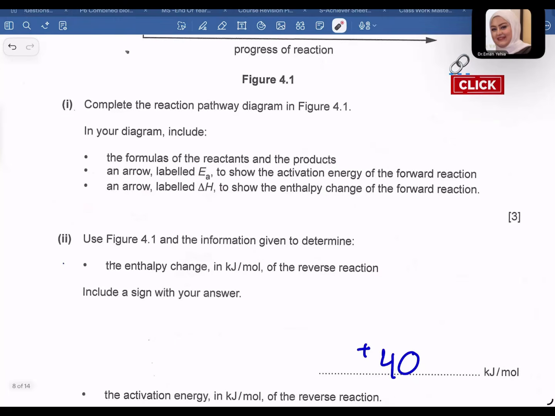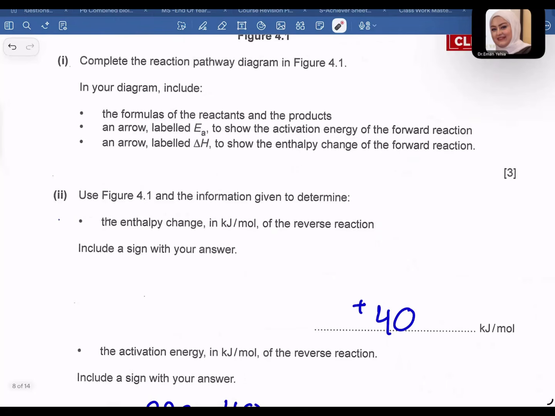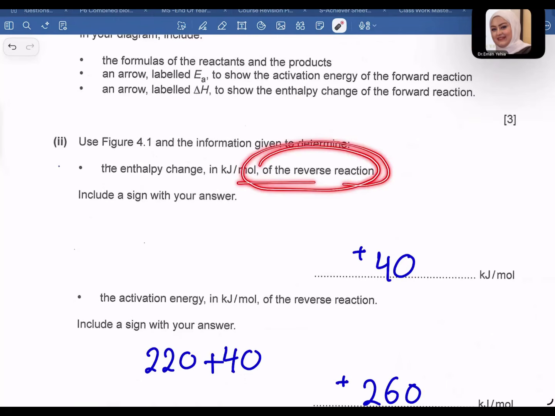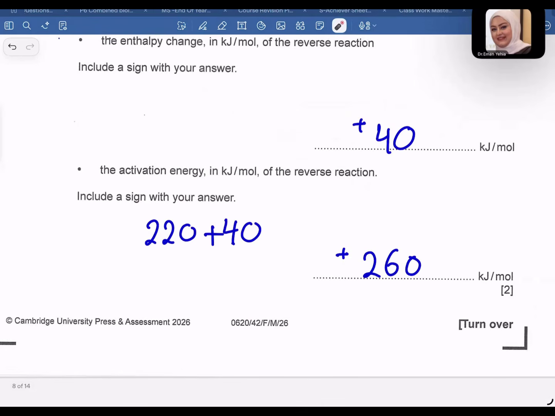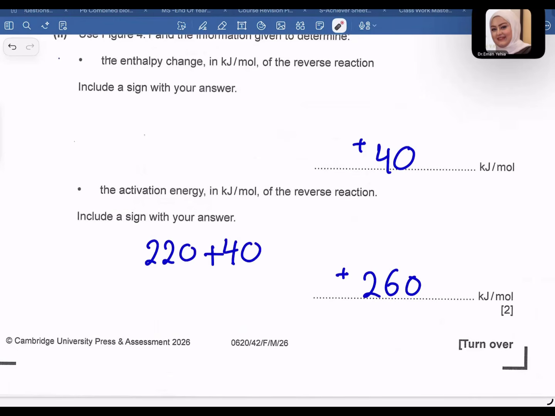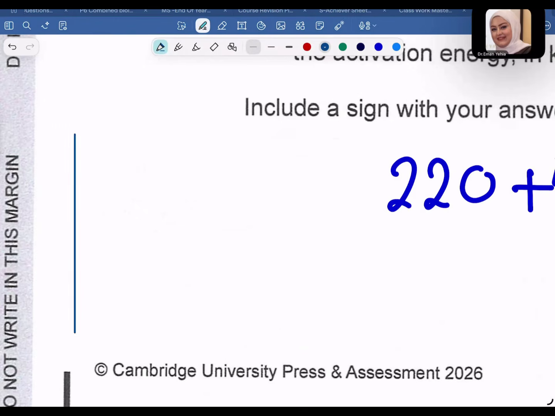Using figure 4.1 and the information given, determine the enthalpy change in kilojoules for the reverse reaction. Oh, the reverse reaction, this is a tricky point. For the reverse or backward reaction, the delta H value is the same but with the opposite sign, positive. And the activation energy of the reverse reaction equals the sum, so that is your answer. So this is the diagram for the reverse reaction. The reverse reaction is endothermic, so like this.